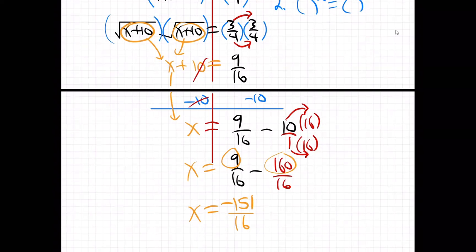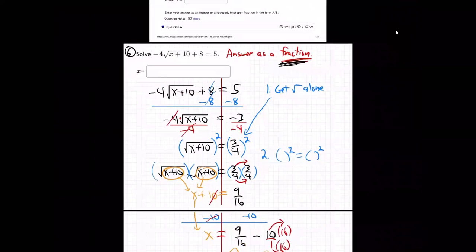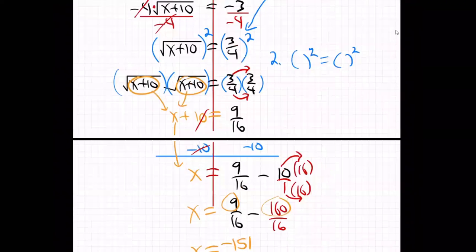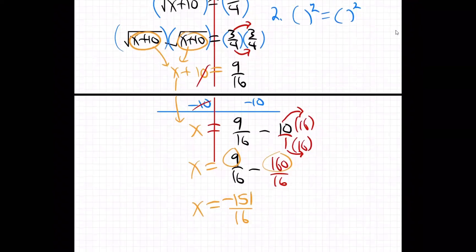And that's our answer. They want you to type it in just like that. No decimals. They require a fraction answer. So that's how we do it. So how do we handle a square root problem? You get the root alone, and then you 2 power both sides. Then you got to leave it as a fraction, 3/4 and 3/4 is 9/16. The 2 x plus 10s in a root is 1 x plus 10 out of a root. And then we just subtract 10 from both sides. And then to do this, we got to get common denominator. And there's our final answer. So there we go.